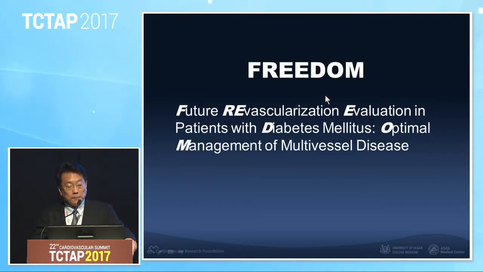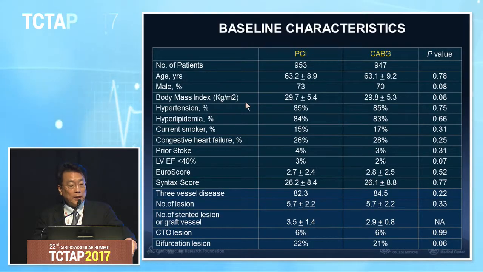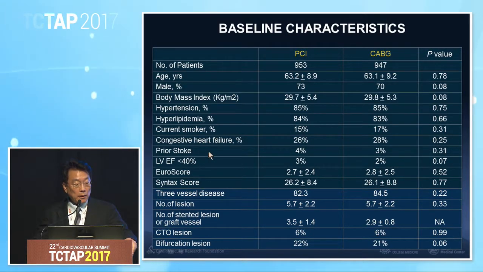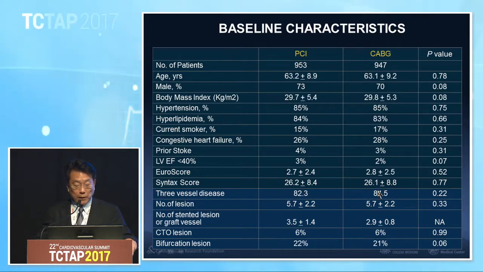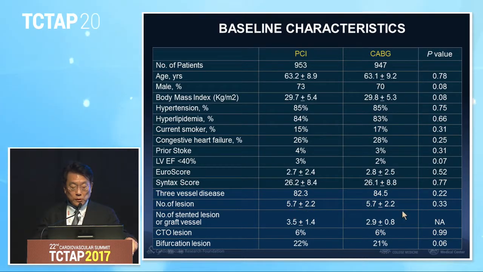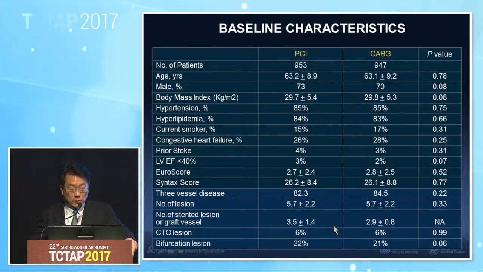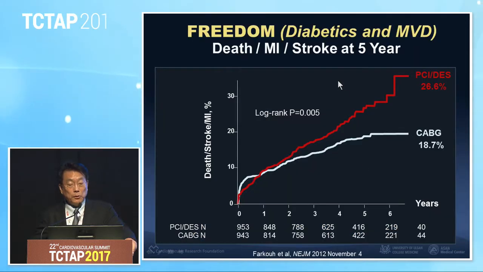You know that the FREEDOM study mainly focused on diabetics with multivessel disease. Look at the baseline characteristics. Mean age is 63. Diabetic patients were well balanced between the clinical characteristics. EuroSCORE is 2.7, syntax score 26 is quite intermediate, and 3-vessel disease is 82-85%. The meaning is far advanced coronary artery disease. Number of lesions is 5.7, and the number of stented lesions and graft vessels, 3.5 versus 2.9, is well balanced between the two.